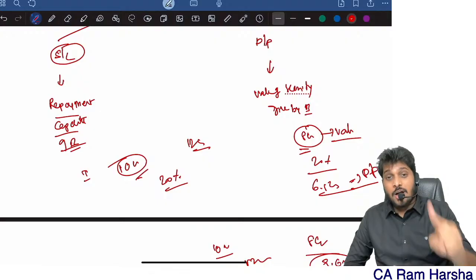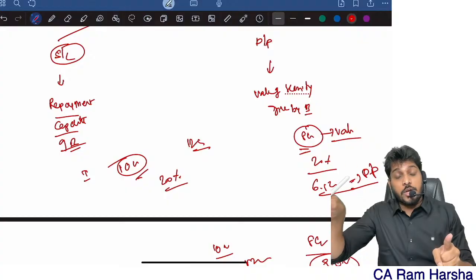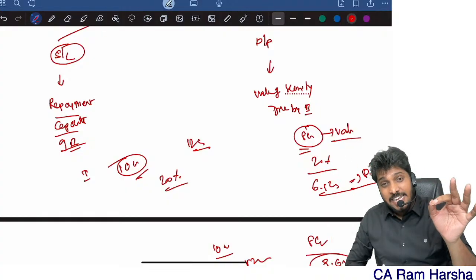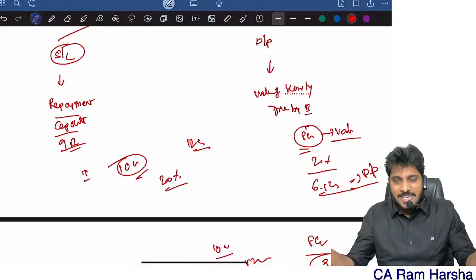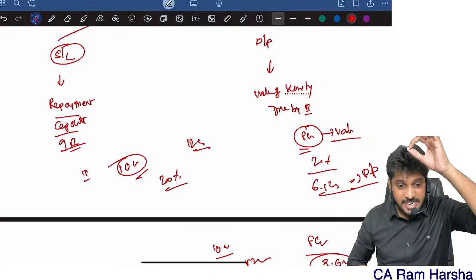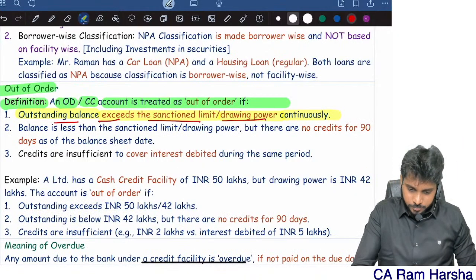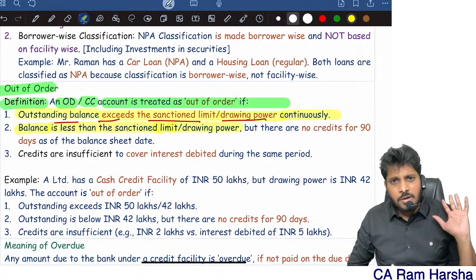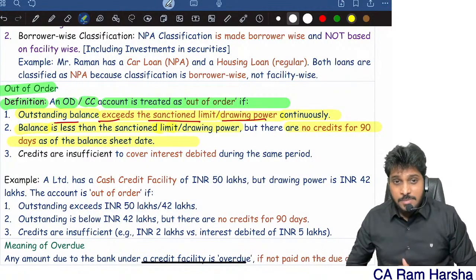An OD account or cash credit account is treated as NPA if it remains out of order. First point in out of order: the outstanding amount in the OD account or cash credit is crossing the drawing power. Technically it should not cross, but if it is crossing the drawing power or the sanction limit, straight away that OD account is treated as out of order. Or, sir, the outstanding balance is less than the sanction limit and less than the drawing power, but there are no credits for 90 days continuously.